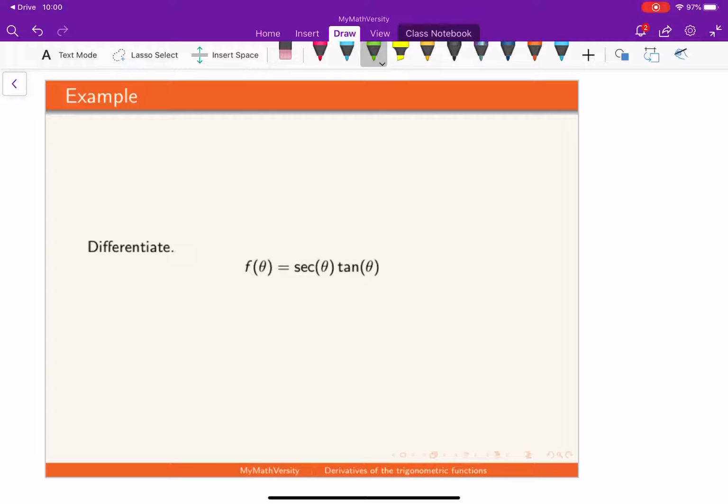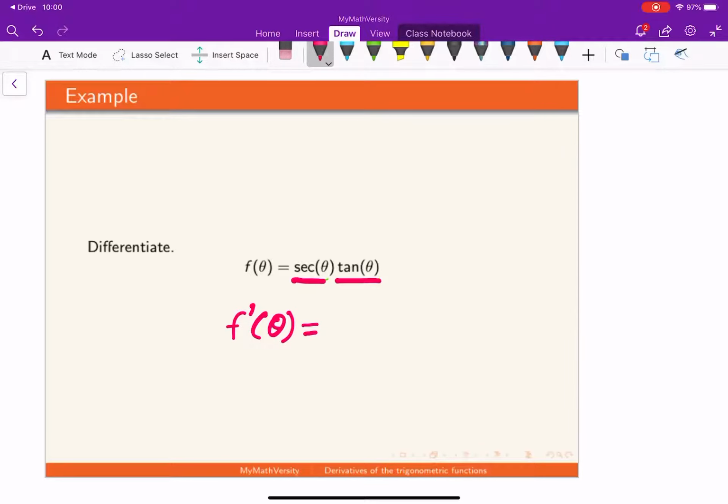In this example, we need to differentiate the product of this function given by secant theta times tangent theta. So how can we do this one? You can notice here that this function of theta is given as a product of secant theta with tangent theta, right? So to find the derivative of the function f with respect to theta, we can just use the product rule.